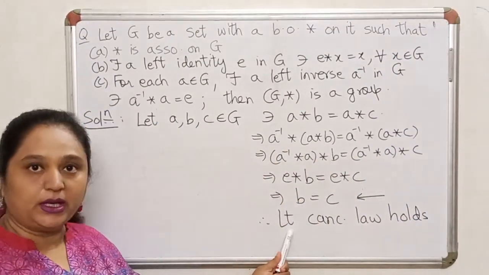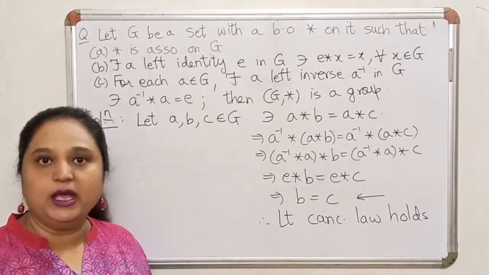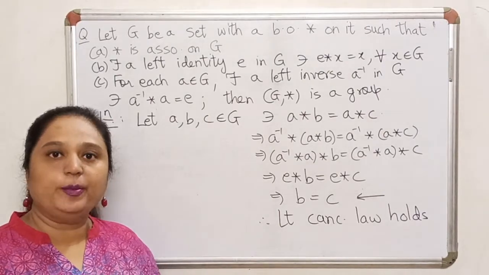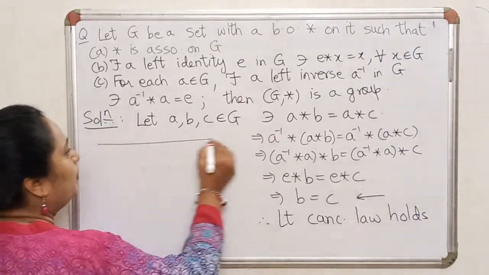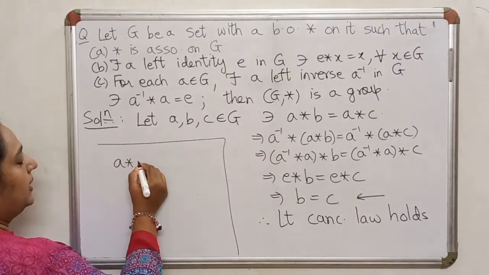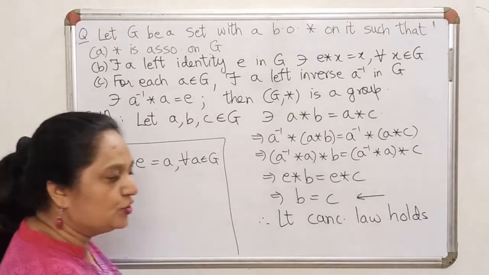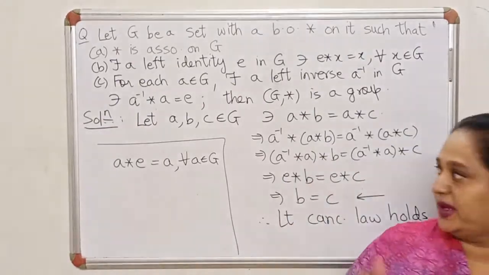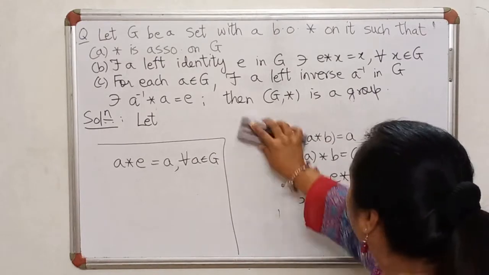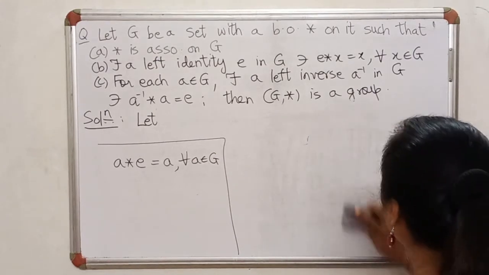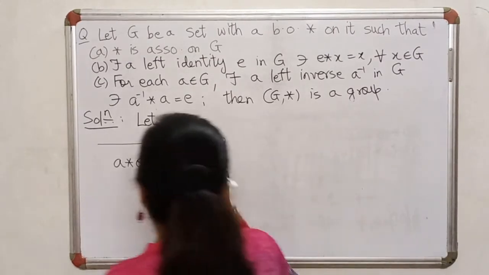And using this property, next I am going to prove that the same element E, which happens to be left identity, also becomes my right identity. In other words, I will have to prove that A star E is equal to A for all A in G. So if I can also prove that the equation works when the identity is to the right, then we'll be in a position to say that E is identity because it is working from both sides.